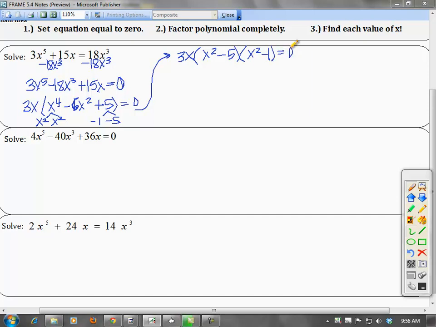Now, like we did in previous chapters, all we're going to do is to try and solve each of them equal to 0 and find out what they equal. So when I start with my first one, I say 3x equals 0. I divide it by 3, so x equals 0. There's my first one. Okay. Second one, I say x squared minus 5 equals 0.